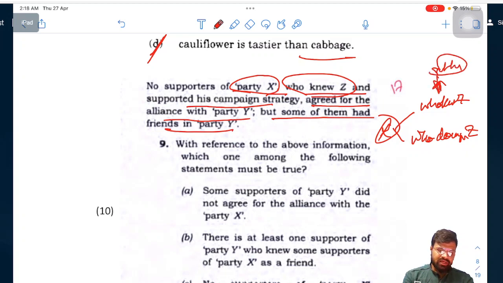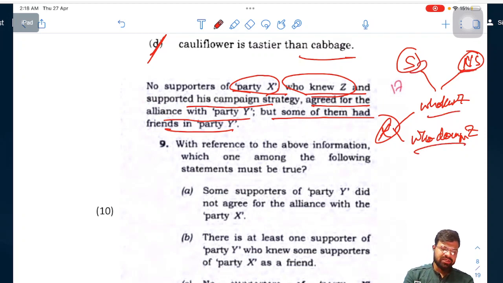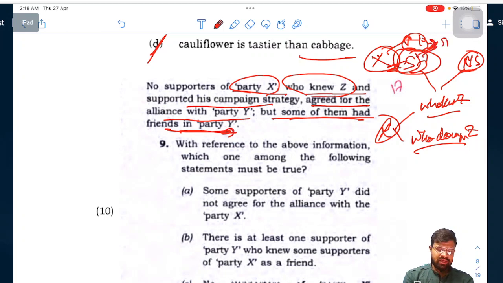Out of them, there are two: those who supported and those who did not support the campaign strategy. So these are the ones who did not agree for the alliance with Party Y. Some of them had friends in Party Y. Out of some, like S1, these are friends. They did not agree for the alliance, but some of them had friends.